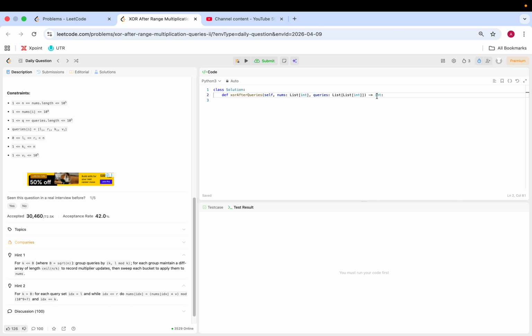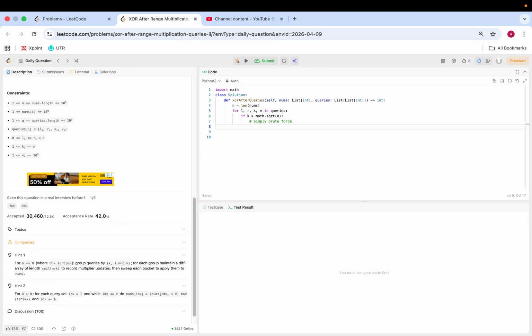So let's try it. I think the square root function is in the math module, right? So for L, R, K, and V in queries, if K is less than the square root of N, I have not defined what N is, the length of nums. If it's less than that, no, we'll do greater than or equal to. Wait, greater than. I'll experiment after actually. Let's just try to get this done. If it's greater than, then simply brute force.